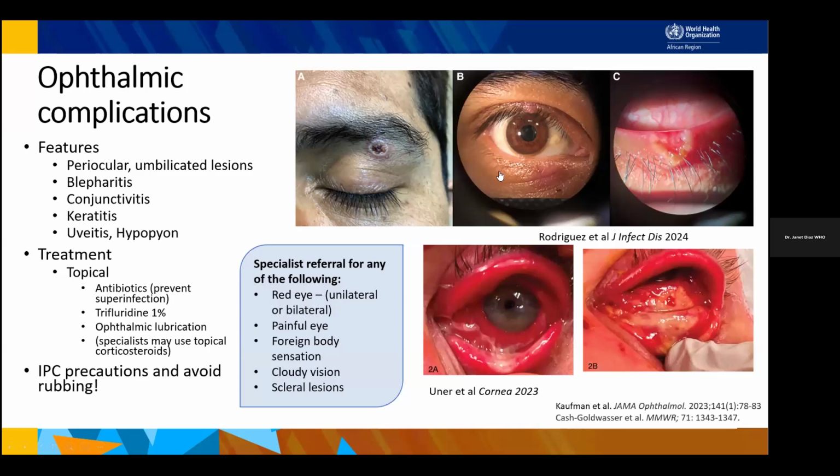Eye complications. This is another important one. The actual prevalence of eye complications varies in different publications. So I think it's something we still need to carefully monitor, to see how often these complications are happening, or if they're happening more often in different age groups or with different clades. But for now, we have observed it, and it has been observed in the current outbreak in the Democratic Republic of Congo.